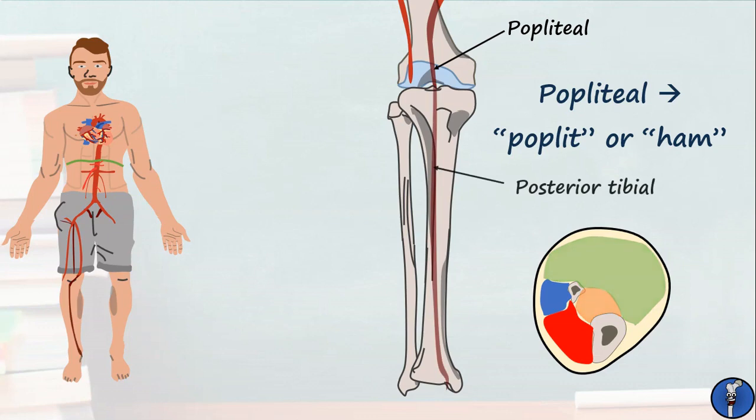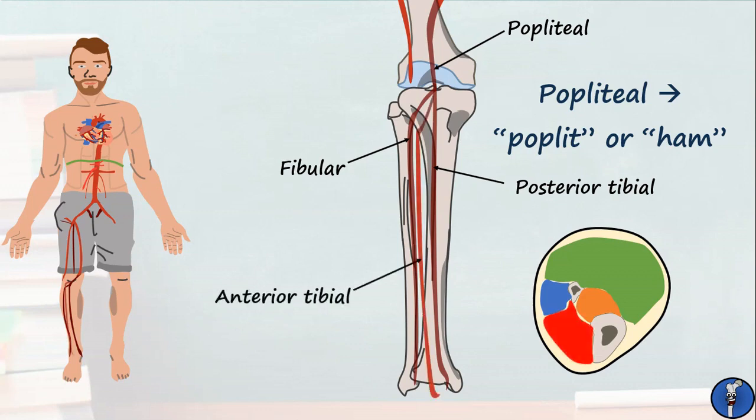The posterior tibial, which supplies the posterior compartments of the leg, the fibular, which supplies the lateral compartment, and the anterior tibial, which supplies the anterior compartment. The anterior tibial artery also produces a dorsalis pedis branch, which runs over the dorsum of the foot. The posterior tibial and dorsalis pedis arteries are commonly palpated during a cardiovascular exam.